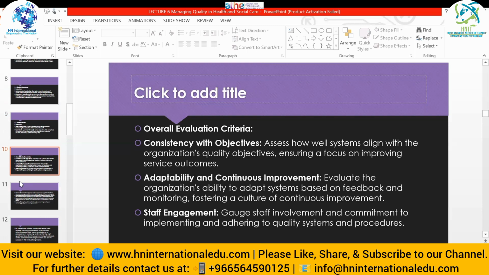Adaptability and continuous improvement. Evaluate the organization's ability to adapt systems based on the feedback and monitoring, fostering a culture of continuous improvement. Definitely, when we are going to monitor something, it's an assurance we are going to get feedback on it, and we are going to get changes as well, recommendations, feedback, everything. Staff engagement: gauge staff involvement and commitment to implementing and adhering to the quality systems and procedures as well. We have to train the staff as well.